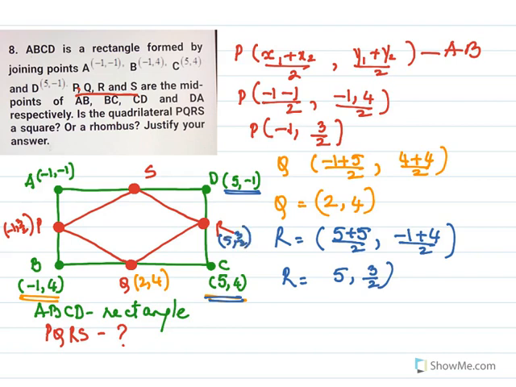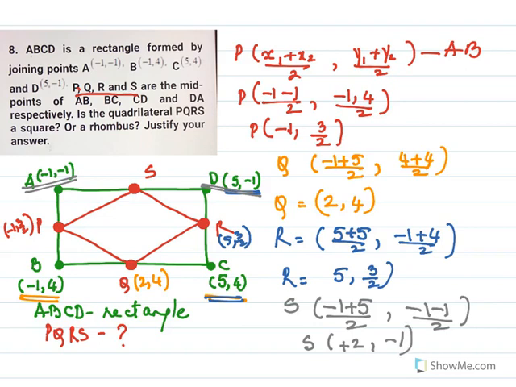And then lastly you take S. S is the midpoint of A and D. So x1 plus x2 means minus 1 plus 5 divided by 2, and minus 1 plus minus 1 divided by 2, and S comes as 2 comma minus 1. Now you know the four coordinates of this red quadrilateral, right?